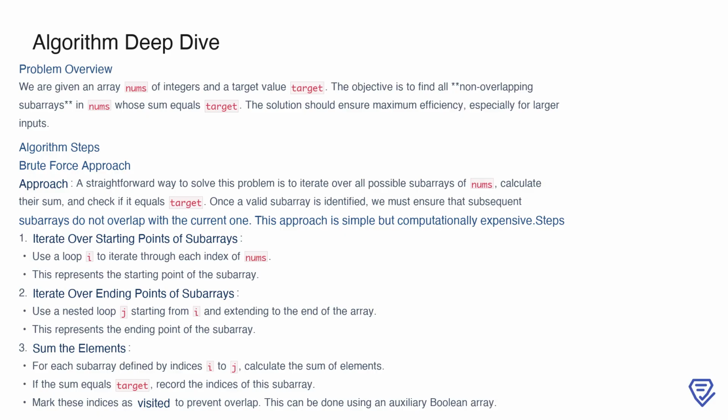To implement this, we start by iterating over all potential starting indices of subarrays using a loop, and for each starting index, we use another loop to define all possible ending indices. The sum of the subarray between these two indices is then computed and checked against the target. If it's a match, we record the subarray and mark its indices as visited to ensure subsequent subarrays do not overlap. While this method is straightforward, it is computationally expensive, making it impractical for larger datasets.